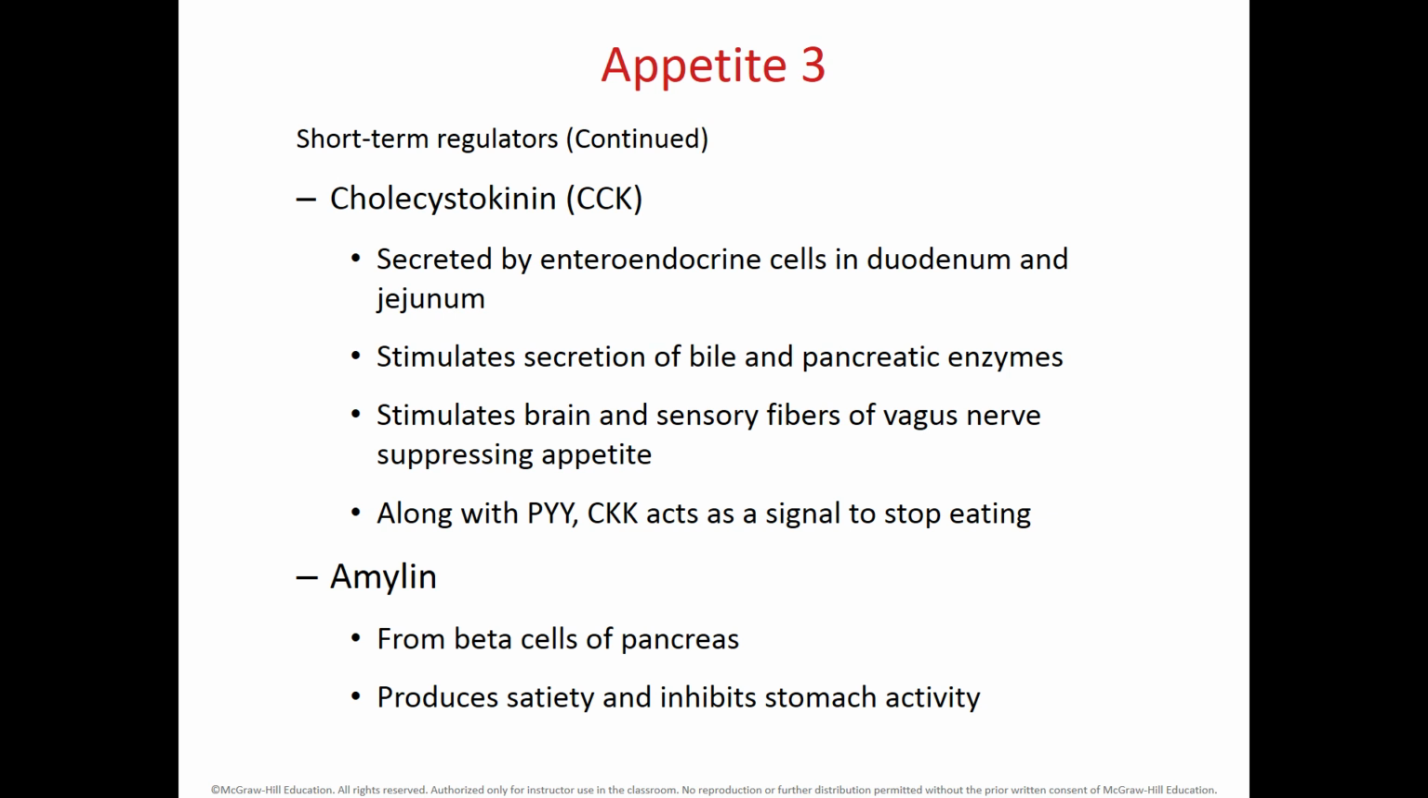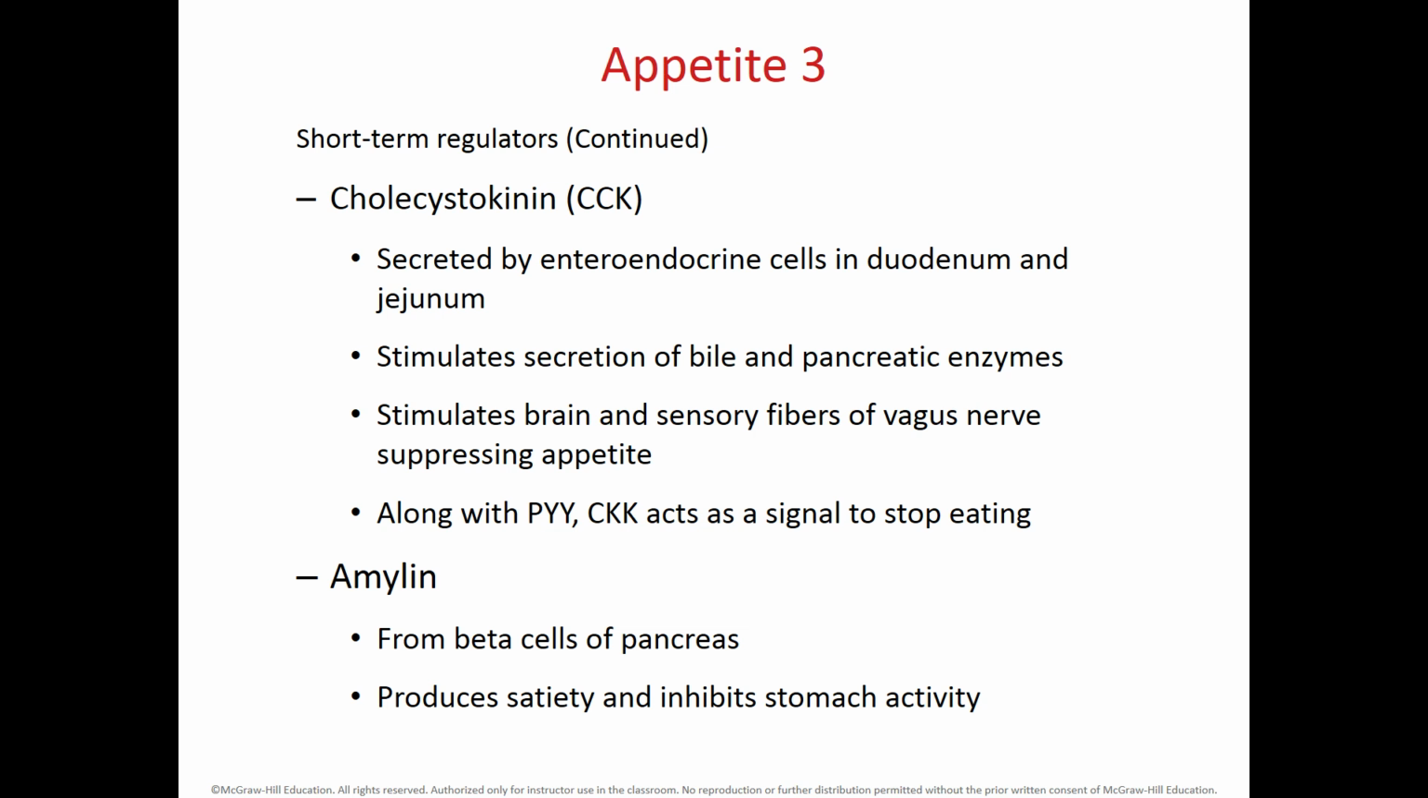Cholecystokinin, or CCK, is secreted by cells in the duodenum and in the jejunum that are also enteroendocrine. Once you release cholecystokinin, you have contraction of the gallbladder, so you secrete bile and pancreatic enzymes, but also they will stimulate the brain and the vagus nerve so you can suppress appetite. So PYY and CCK will send a signal into the hypothalamus in our brain so we can stop eating.